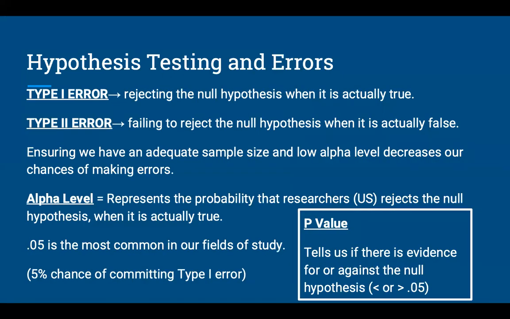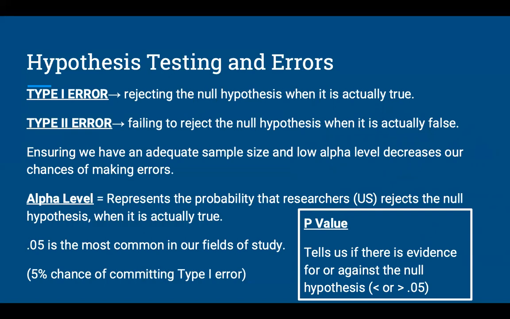Now, how do errors interact with this? We've got two primary errors. We've got a type 1 and a type 2. The type 1 error is where we reject the null hypothesis when it's actually true. We'll give you some examples later on in this presentation. A type 2 error is when we fail to reject the null hypothesis when it's actually false.